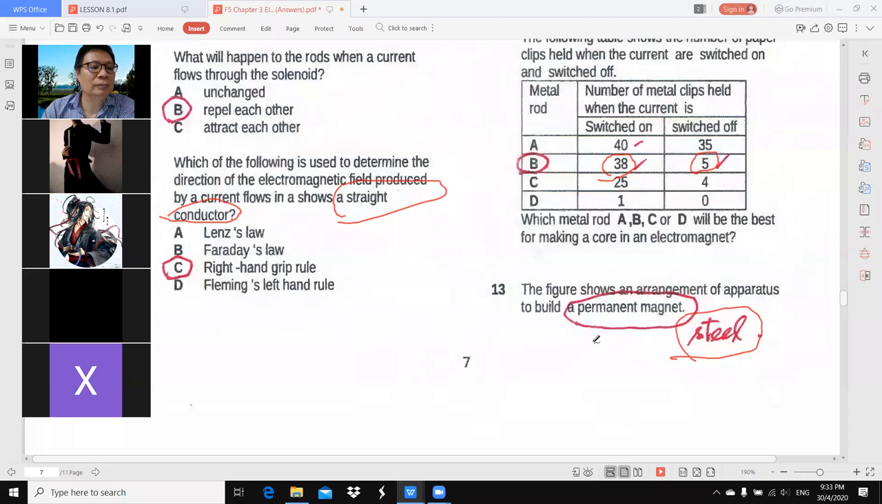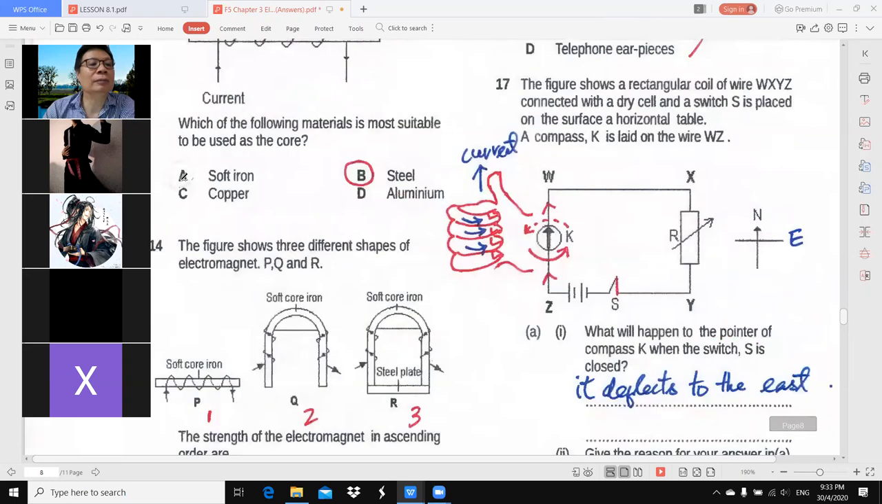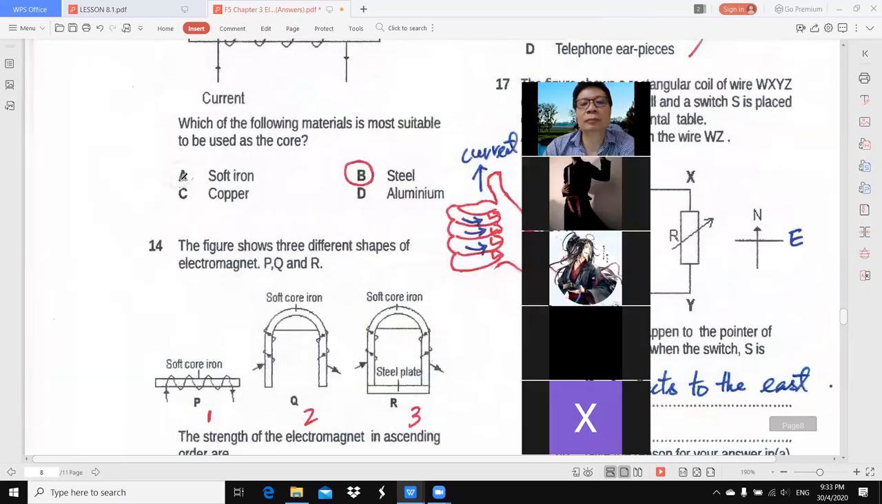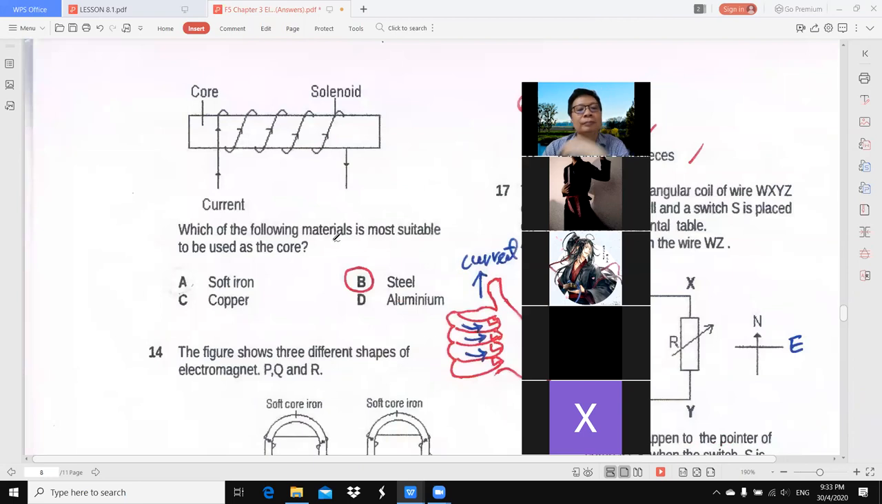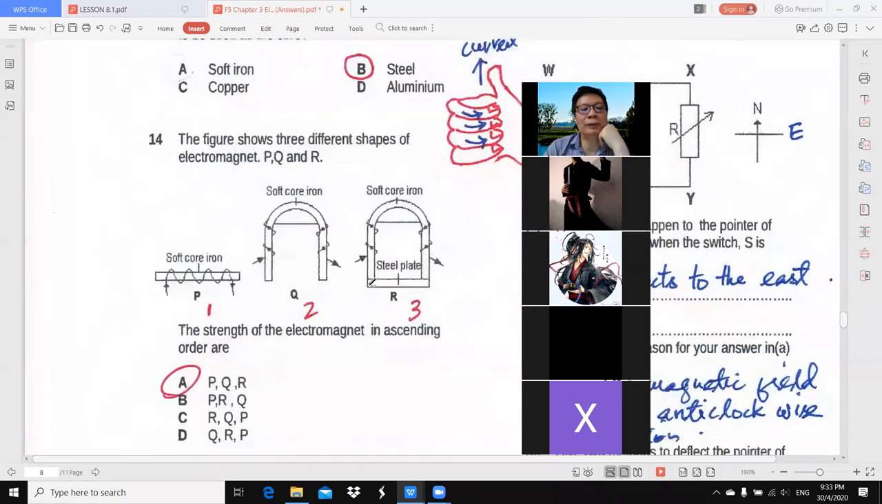Soft iron is easy to become a magnet, also easy to demagnetize. So soft iron is very good to make a temporary magnet. Remember or not? Temporary magnet. To make a permanent magnet, we use steel. Okay? Steel, okay. Next question. Which of the following is most suitable for the answer? Steel. All right. Number 14.